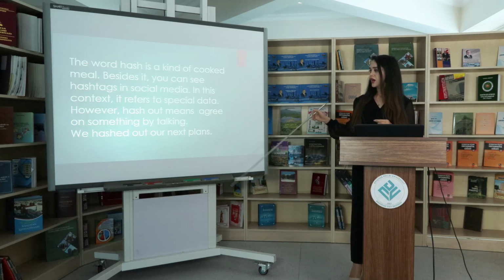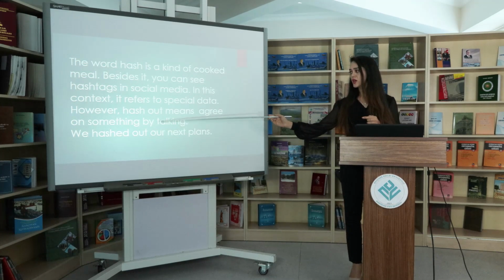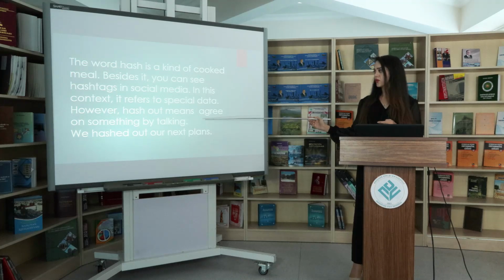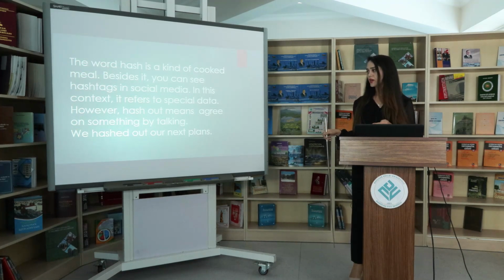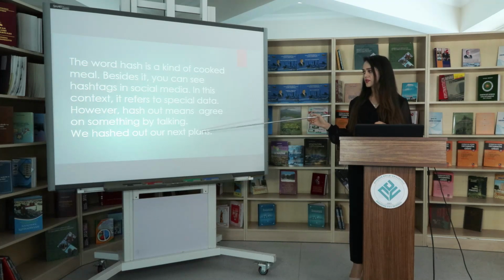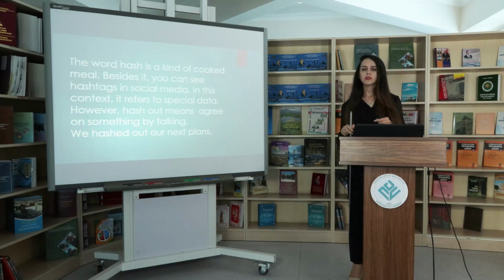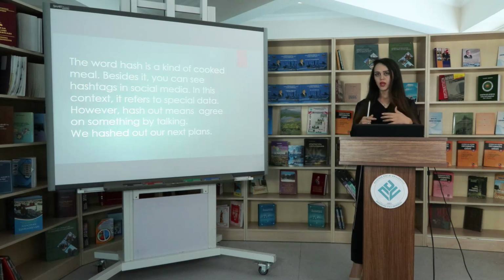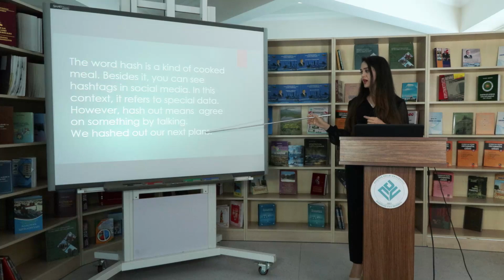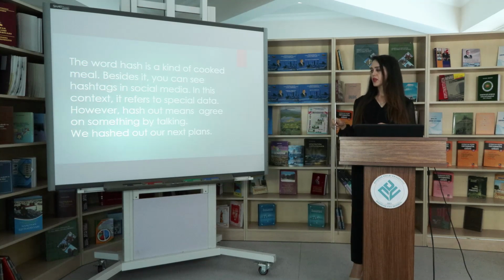And here, when it comes to hash out, as I mentioned before, it means agree on something by talking. So here we can use it in our sentence like, we hashed out our next plans. It means that we came together, we talked about our plans, and we agreed on our next plans. So here, hashed out means agreed on something with someone by talking.